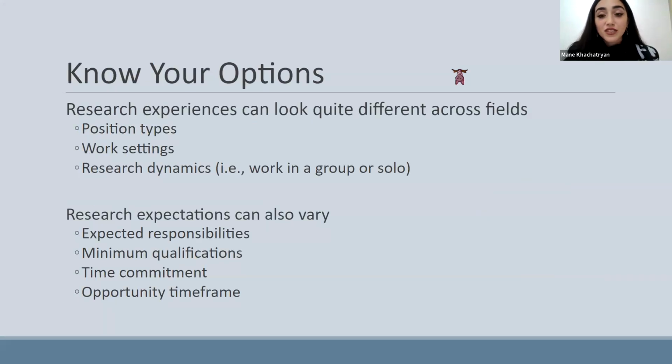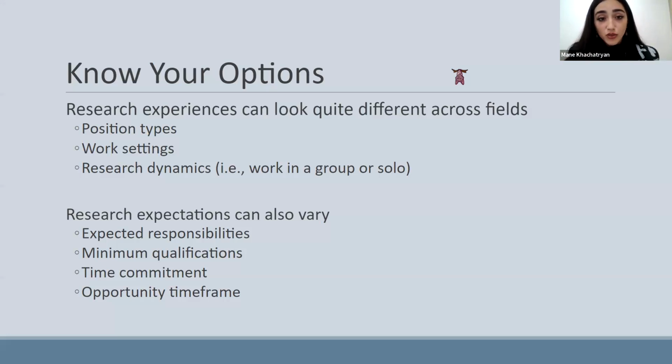So yeah, as I said, research can look really different across fields. I'm personally more into biology, so when I look for research opportunities, they're all in person. Very, very few are remote. There's a different skill set that comes with fields like that.